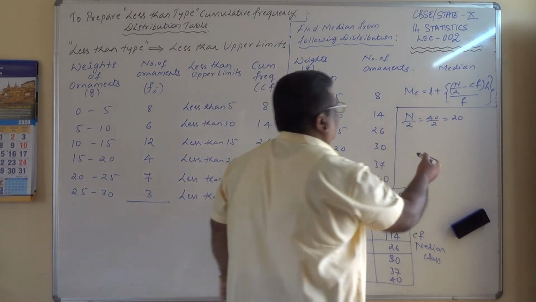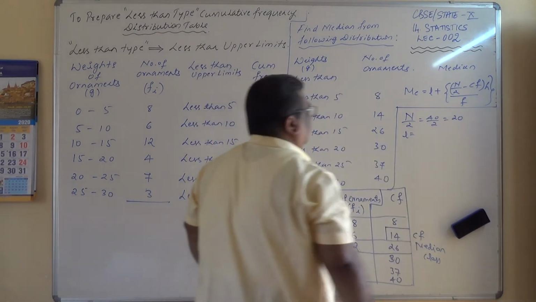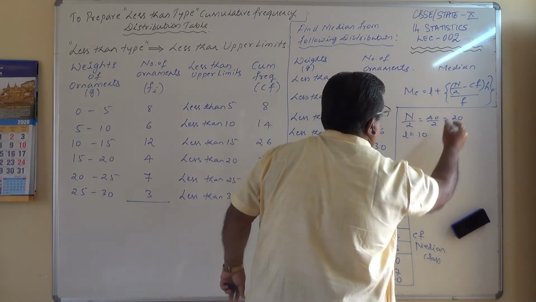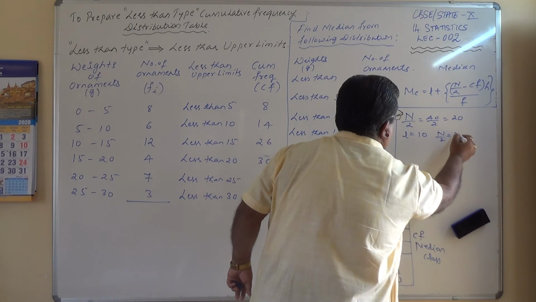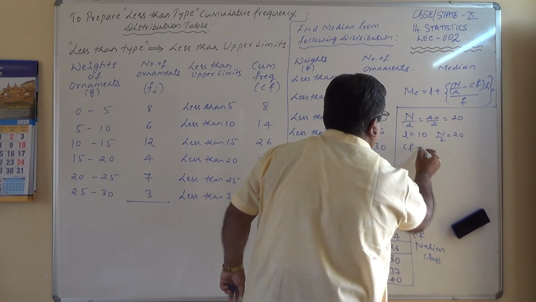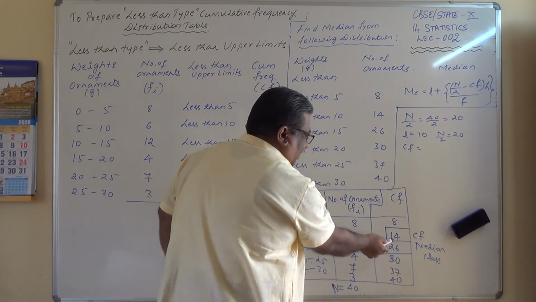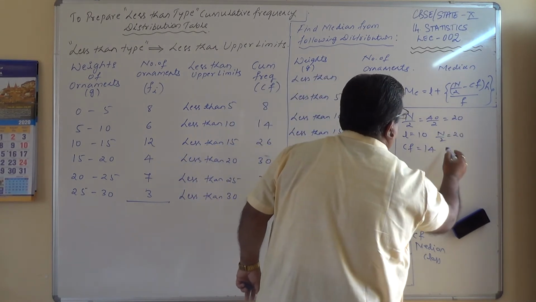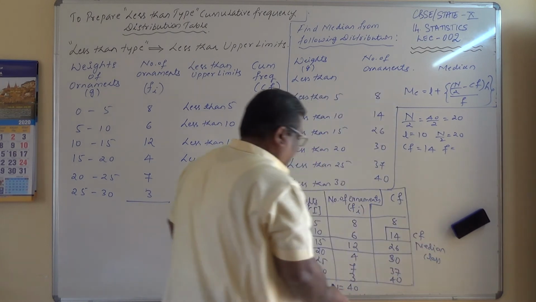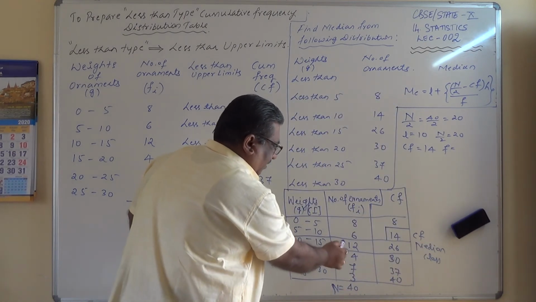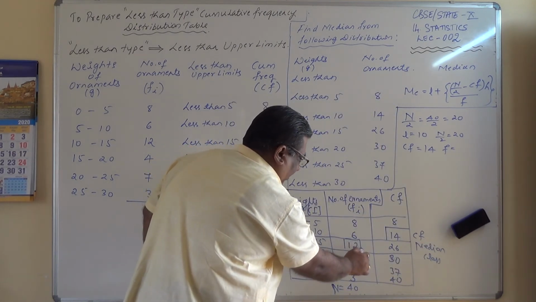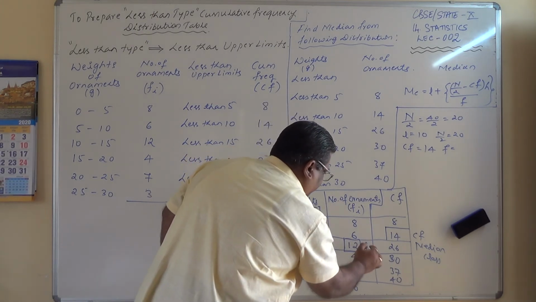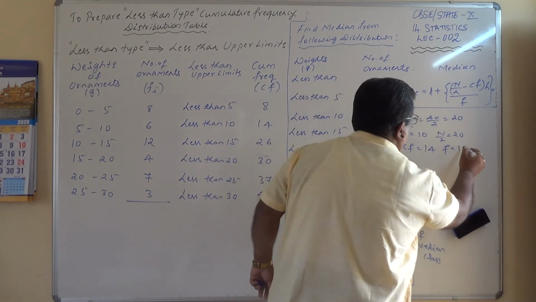Now let us populate the other values. L here. L is the lower limit of the median class, which is 10 here. Next is n by 2. N by 2 equals 20. Next is CF. CF is the cumulative frequency preceding the median class, which is 14 here. And then comes f. Frequency is the frequency of the median class here, 12. See here. This is the frequency f here. So f is equal to 12.